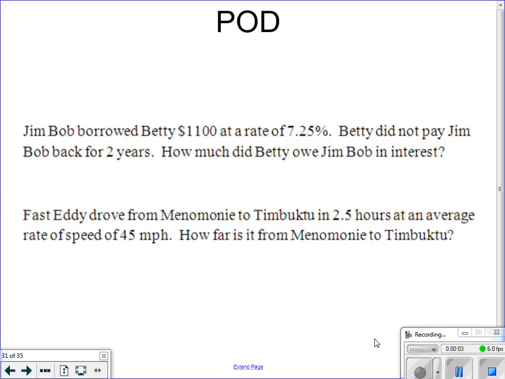Before we get started on today's lesson, just take a look at these two problems of the day here. Try your best on them. You can pause the video right now and give them a try, and then check your answers here in a little bit. So go ahead and pause the video right now and give these a try.